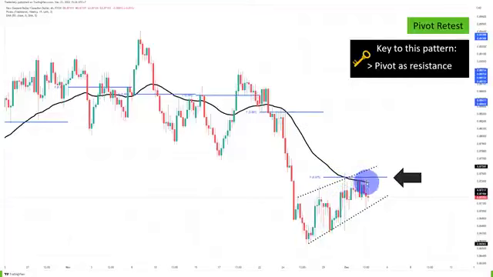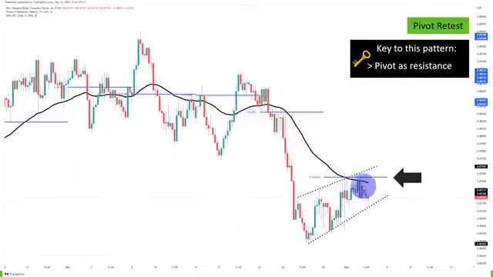Also, it's rejecting the moving average. So it's a very strong cluster that is building here. The cluster of the pivot and the moving average, and the price is not able to break above it. If there was a breakout above it, that would change the situation completely, and I would be more leaning towards the bullish side.